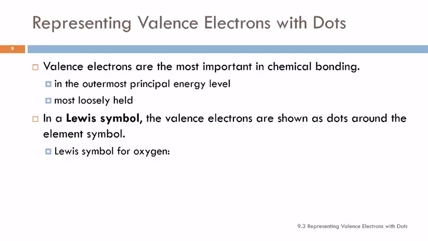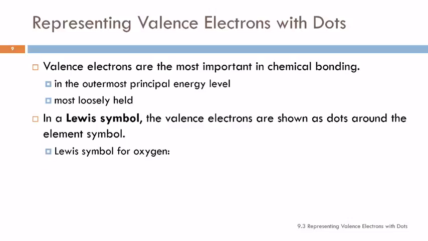So in the Lewis model, we're representing valence electrons with dots. The valence electrons are the most important ones for bonding. They're on the outside of the atom, on the outer edges. They're in the highest occupied energy level, and they're very loosely held. So when we talk about a Lewis symbol or a Lewis electron dot symbol, we show those valence electrons as dots around the element symbol.